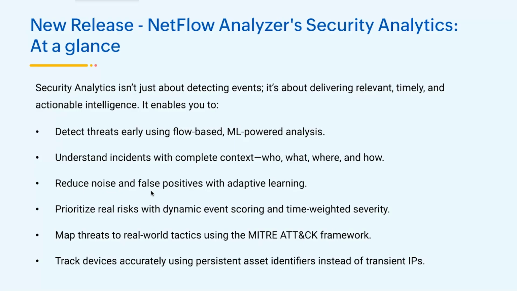Context and prioritization. It assigns a dynamic event score to each anomaly based on factors like severity, deviation from the baseline, and how recent the event is. This helps you reduce false positives and focus on the real threats that need your immediate attention. Finally, we have MITRE attack mapping. This is a powerful feature that maps detected anomalies to known attack techniques. This will help you understand not just what happened, but also why it matters in the context of a real world attack. For example, a compromised endpoint might be slowly leaking data and remain undetected by signature based tools.